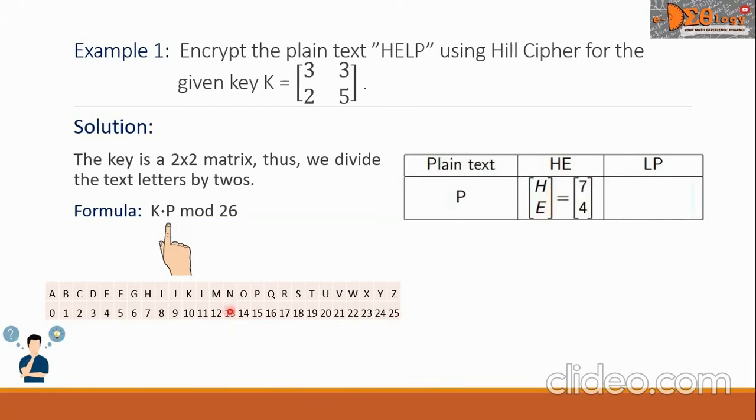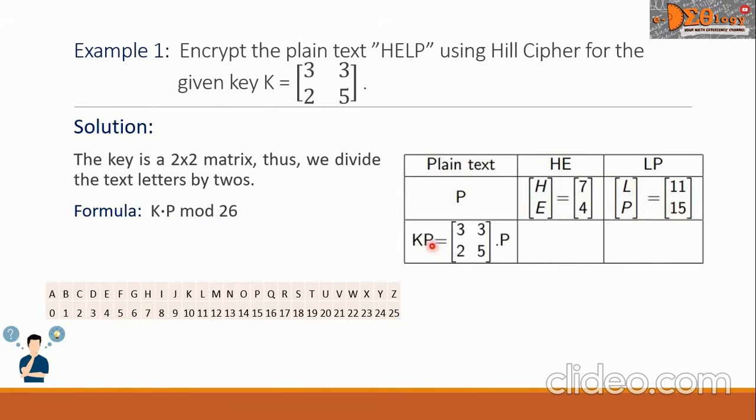So the value for H is 7 and the value for E is 4 respectively. So we have now our matrix 7, 4. It will be the same for the LP. First, we write it as a column matrix, and then we write the corresponding numbers for the letters. 11 for L, 15 for P.